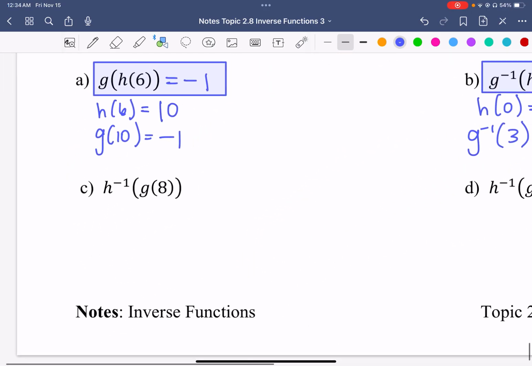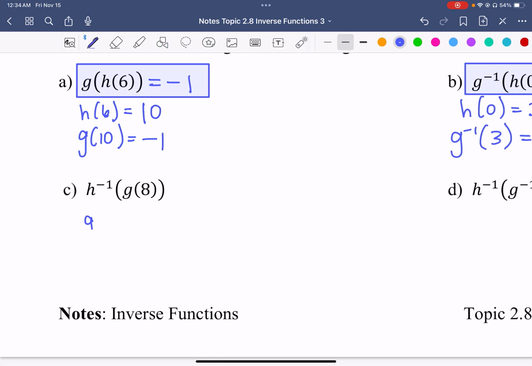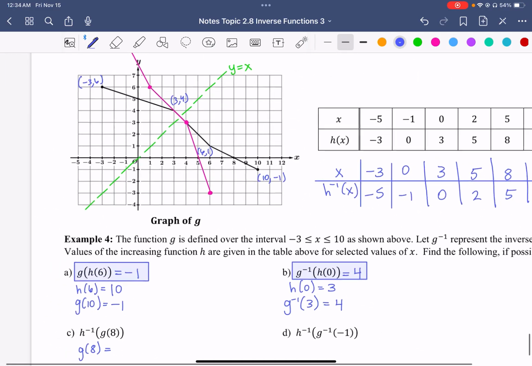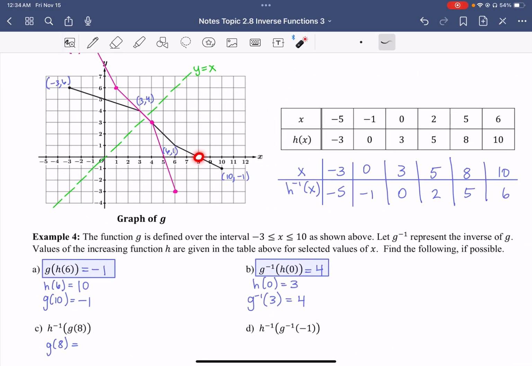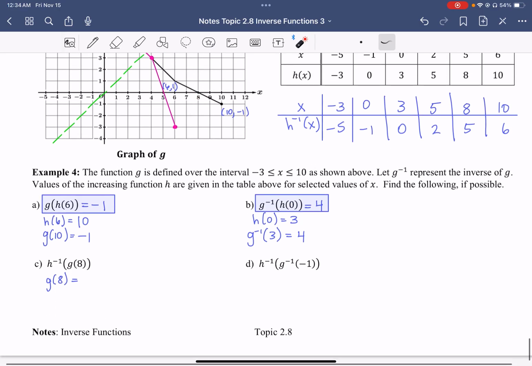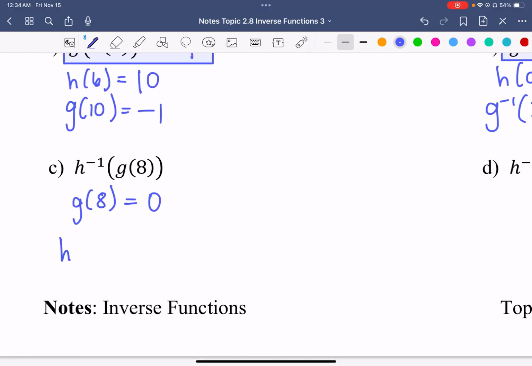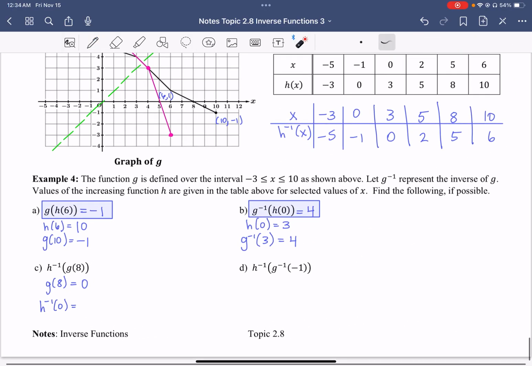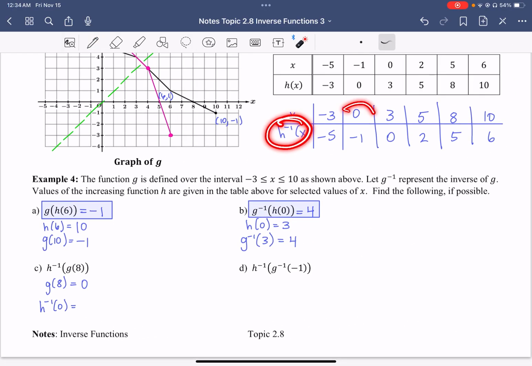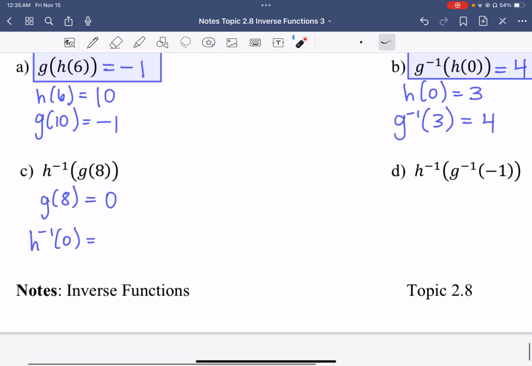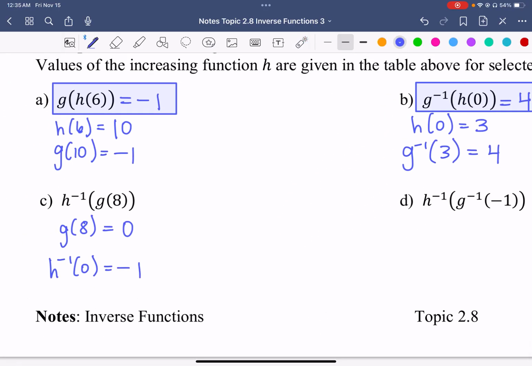Okay, let's try the inverse of h of g of 8, starting with g of 8. This is the original graph, so I'm going to go to x equals 8, and that original point is at 0. So g of 8 is 0. I would then proceed to find the inverse of h of 0, which is from the table that we created for the inverse of h. And when x is 0, y is negative 1. So the inverse of h of 0 is negative 1. So the whole answer is negative 1.